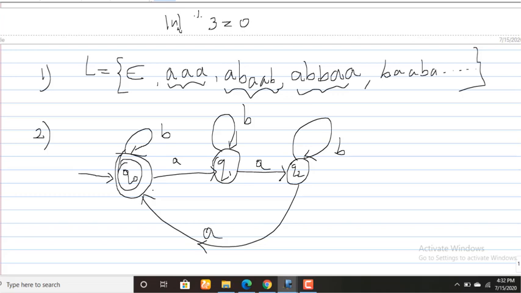How to check these things? The Q0 state has transitions on both A and B. Yes. Q1 has transitions on both A and B. Yes. Q2 has transitions on both A and B. Yes. This is fine. This is the completed DFA. Next step, we have to write the transition table. Draw the transition table.